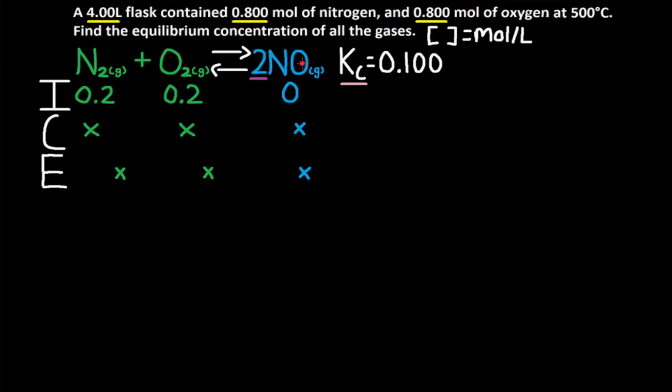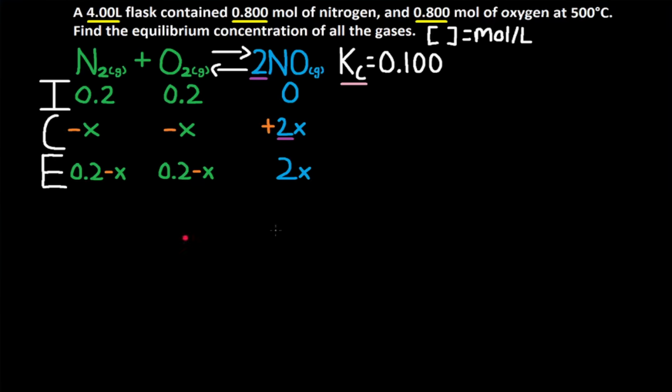Remember that whatever side has an initial concentration of 0, it must have a positive change, because if it doesn't have a positive change, we're going to get negative answers. And coefficients multiply change, so we have positive 2x. For O2 and N2, they are on the reactant side, so they will have a negative change, with no coefficients multiplying the change, because their coefficients are just 1. Equilibrium is equal to initial plus change, so we do 0.2 plus negative x, that's 0.2 minus x, and then we have 0.2 minus x as well. 0 plus 2x is just 2x.